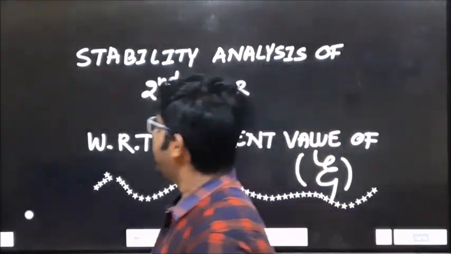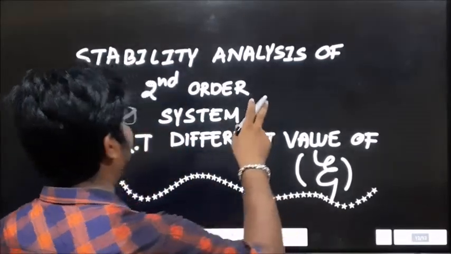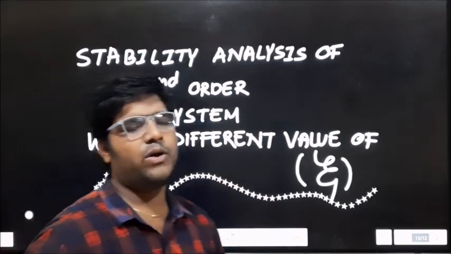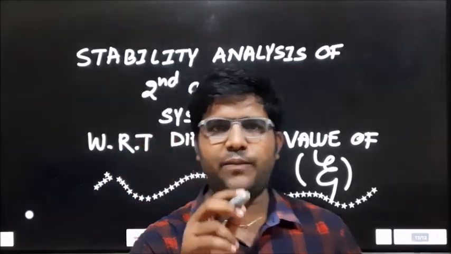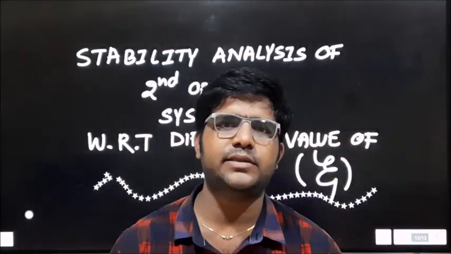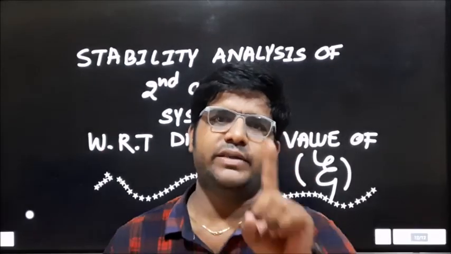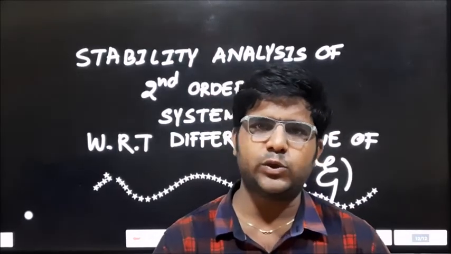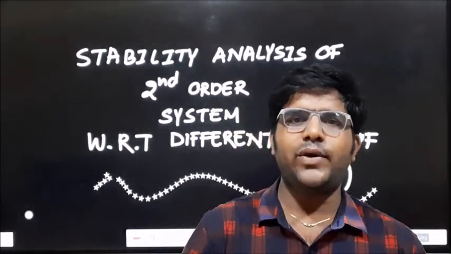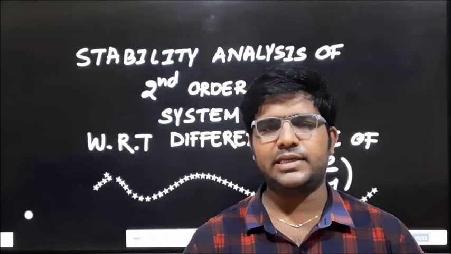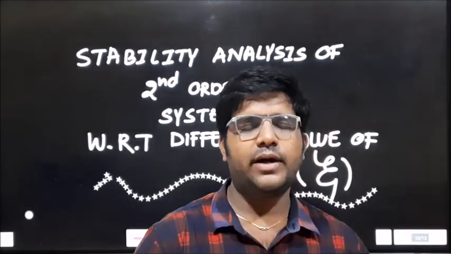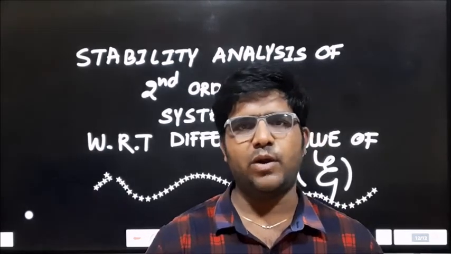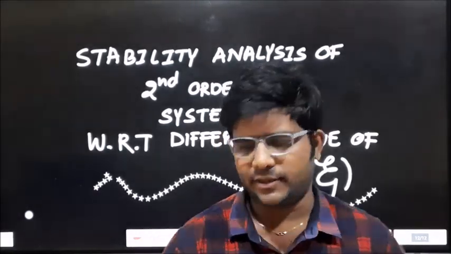Clear? In this video, we study the stability analysis of the second order system with respect to different values of zeta, because I told you that C of t, the output response, depends not only on a single variable but on two variables, omega n and zeta. So stability depends upon the zeta value also. How the stability of the system changes with different values of zeta, we will summarize here.